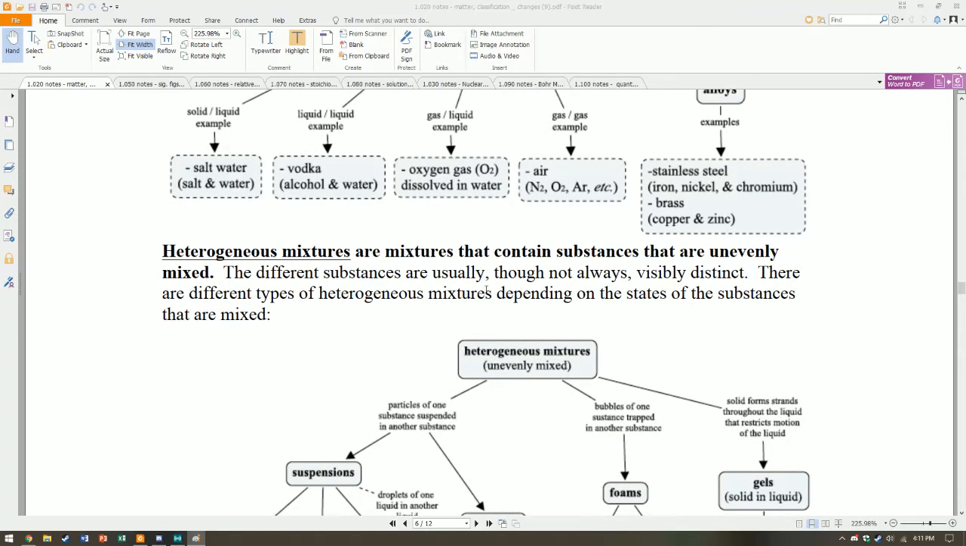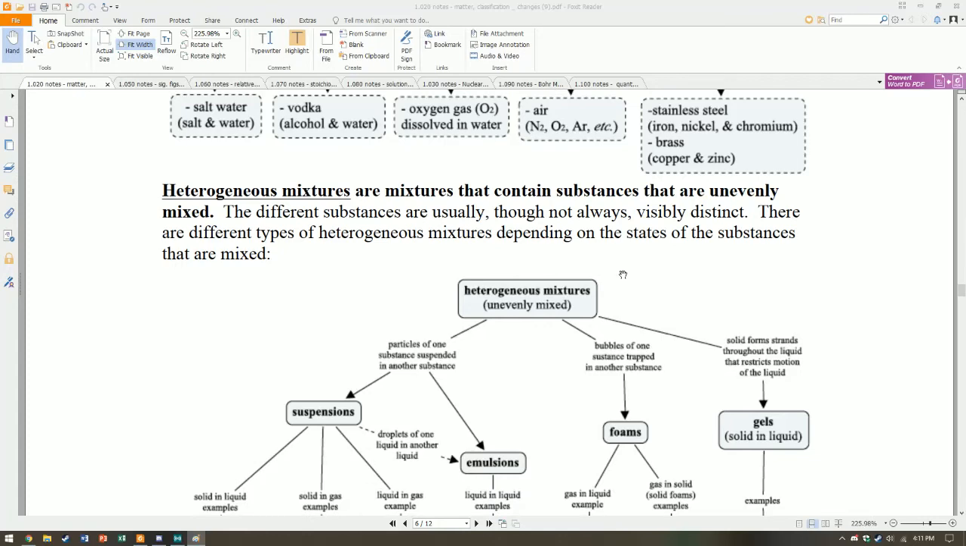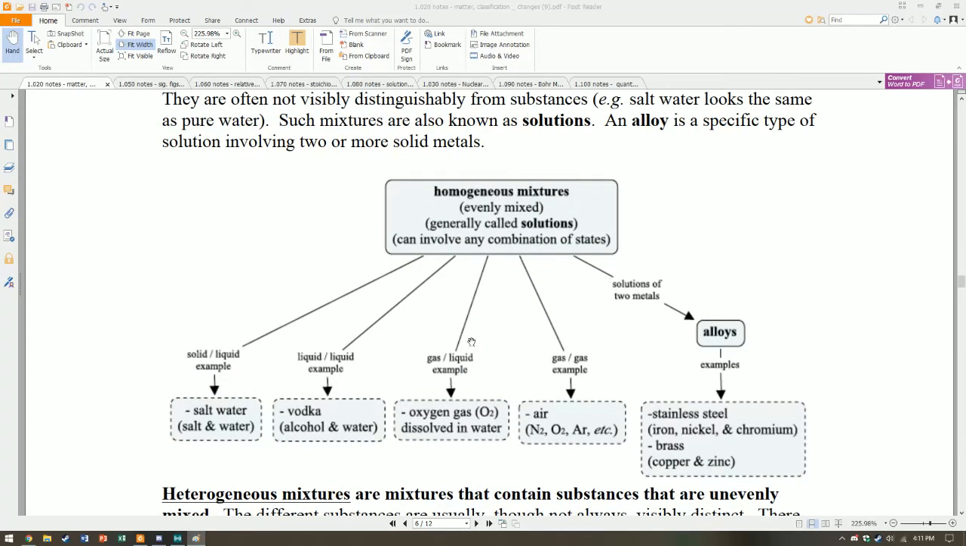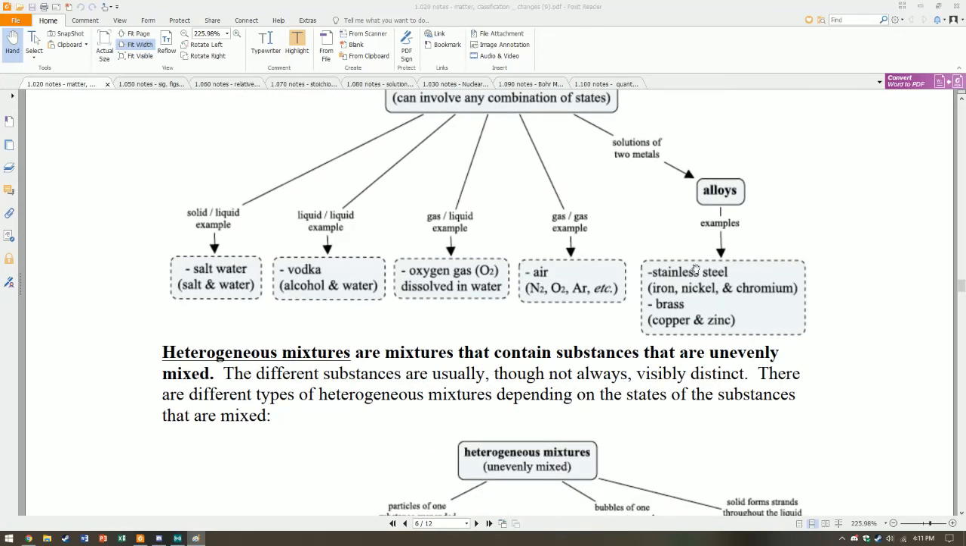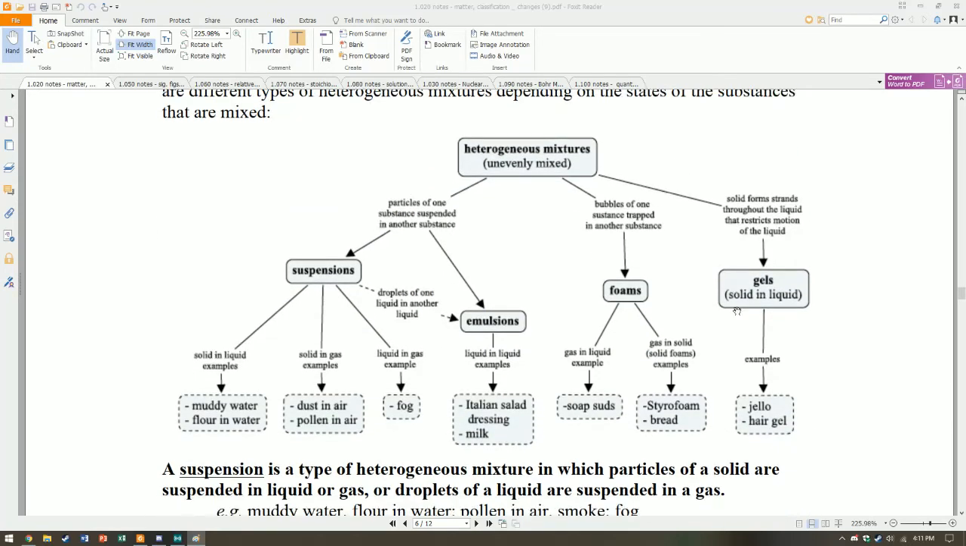Heterogeneous mixtures are just mixtures that contain substances that are unevenly mixed. Homogeneous mixtures, here's some examples. If we have something of two metals, it's called an alloy, so that's something you need to know. For heterogeneous mixtures, it's slightly more interesting here.